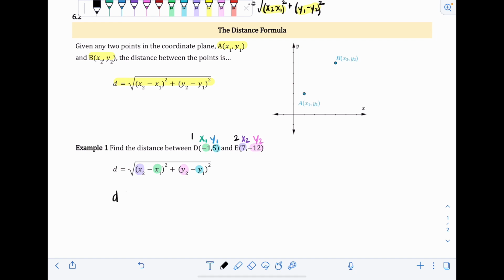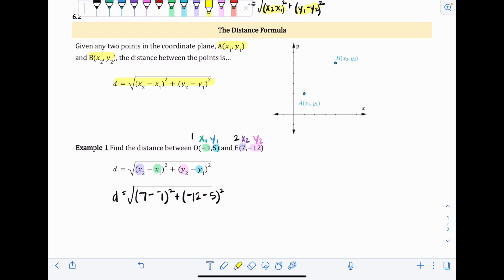So it'll be d equals big massive radical. So x2, that was 7, and then minus x1, which is -1, so it'll be minus -1. And then you've got to remember to square it, and then plus y2, which is -12, and then minus y1, which was 5. So just always be careful with the minuses. Remember, you have the minus in the formula itself, then you could end up with a double negative.